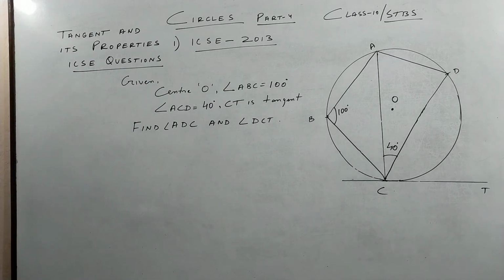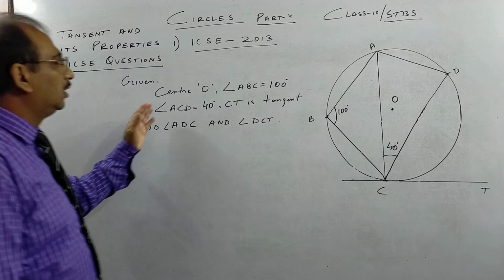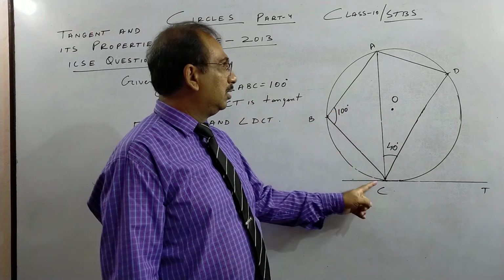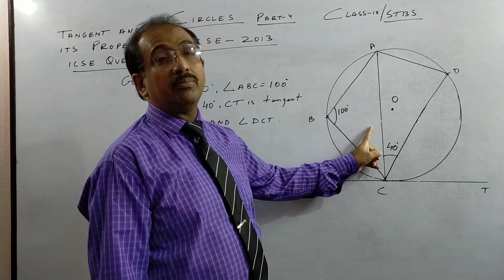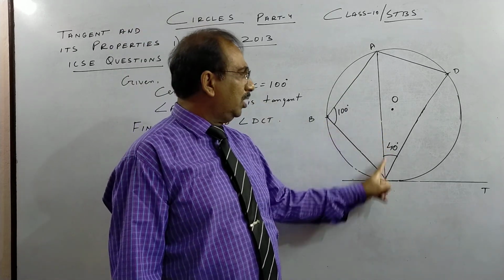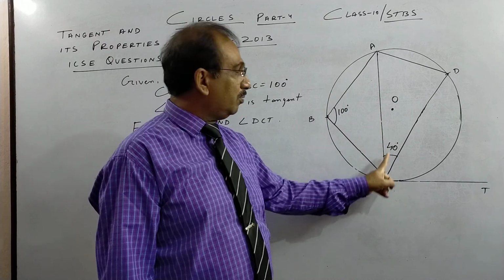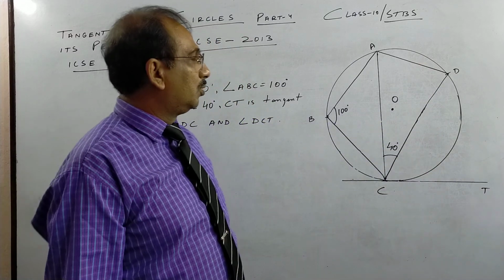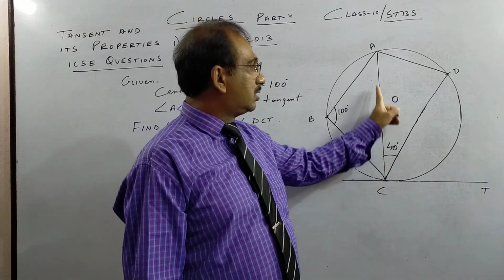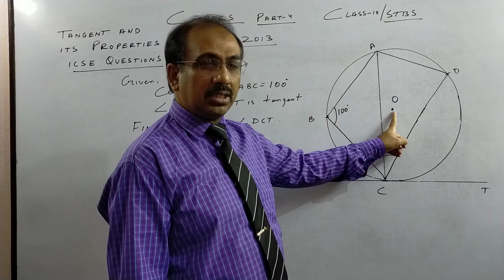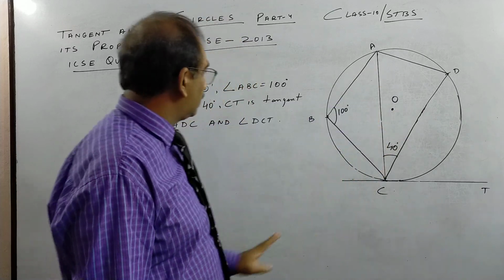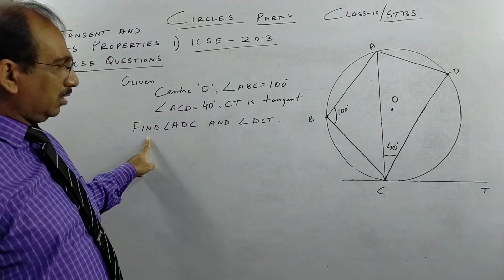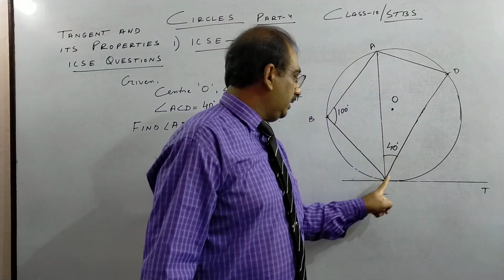So let us see what is given over here, children. Center is O, angle ABC is 100 degrees. CA is not a diameter, it's not given. Center O, don't assume CA to be the diameter. I'll tell you what mistake you make: you think this is an angle in a semicircle, 90 degrees. No, this is not the diameter. O is the center, but it is not on AC. So angle ACD is 40. We have to find angle ADC.